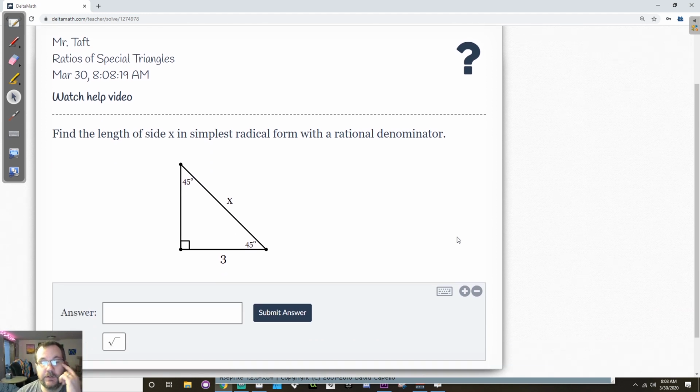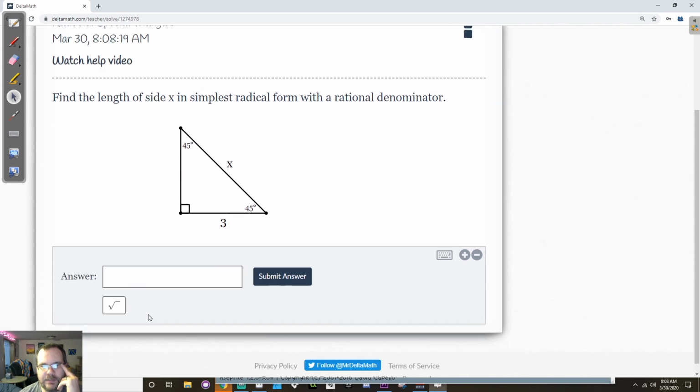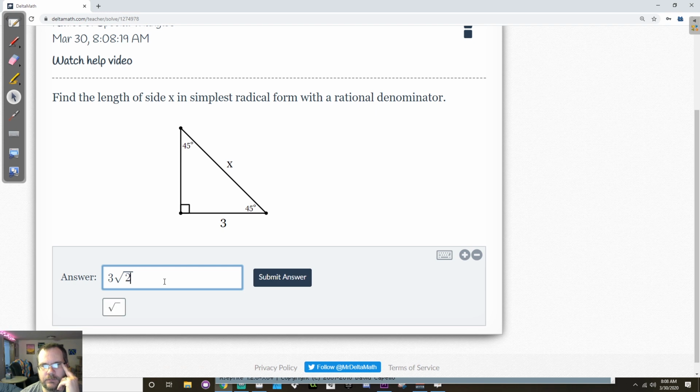Okay, so now here we have a situation where we know what one of the legs is, but we don't know the hypotenuse. This is a 45, 45, 90. So that means this leg is 3, and this leg over here that isn't marked is also 3. And then if we look at the notes, the hypotenuse is going to be whatever the length of the leg is times the square root of 2. So that means it's going to be 3 times the square root of 2. So 3 square root 2.